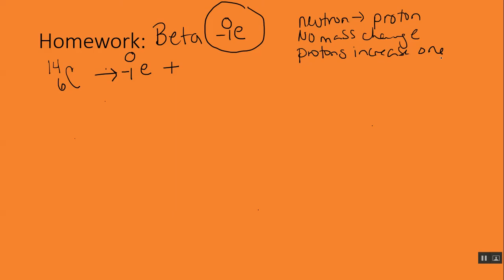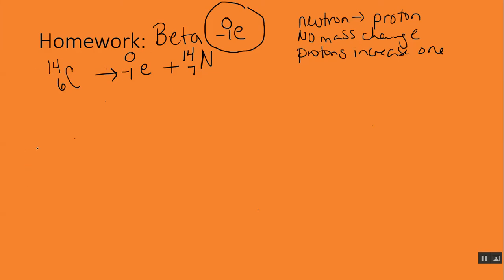Remember, protons increase by 1. No mass change, so 14 for the mass. Protons increase by 1, so 7 for the protons. We look on the periodic table and we see atomic number 7 is nitrogen. And now we've got beta decay of carbon-14. Remember that the numbers have to add up on both sides. So this 14, notice we got 0 and 0, 14, which is 14. Notice we got 6, and then we've got -1 and +7, which is 6. So, again, beta decay for carbon-14.